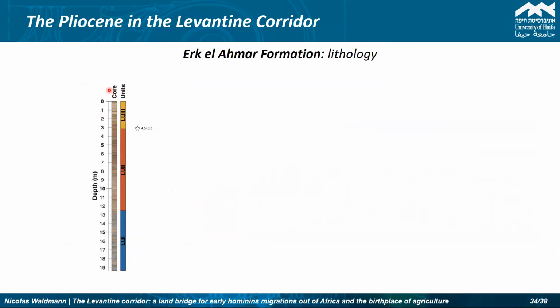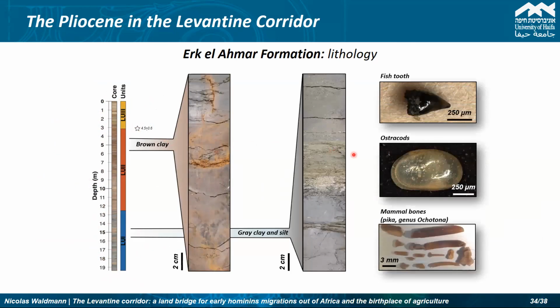So this is the core that we obtained, and the 3 major units that we defined according to the lithology. And here again, it's very obvious: this is very gray, this is very brown, and this is very brownish yellow. Very, very obvious colors. As you can see, there is very brownish material at the top, everything is clay, and more laminated, layered, and more gray at the bottom.